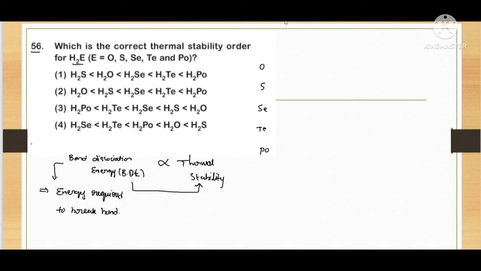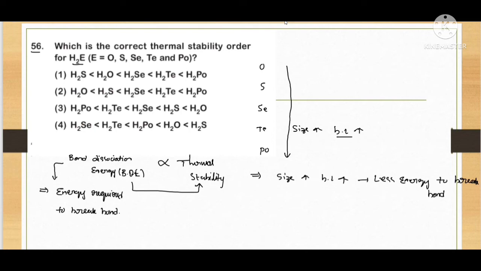When you observe the oxygen family from top to bottom, the size of the elements increases. By increasing size, the bond length will also increase. By increasing bond length, it is easy to break the bond. It requires less energy to break the bond. Why? Because the size of elements increases from top to bottom.